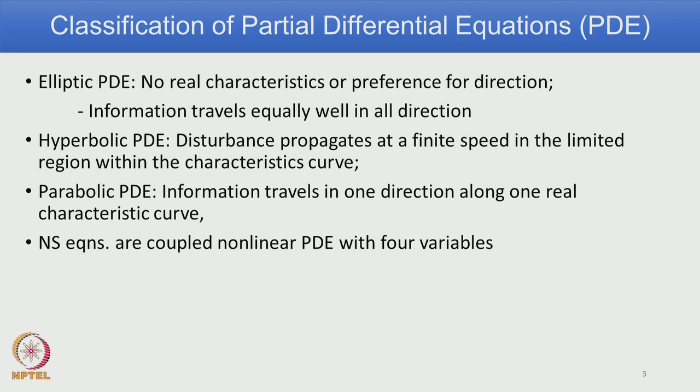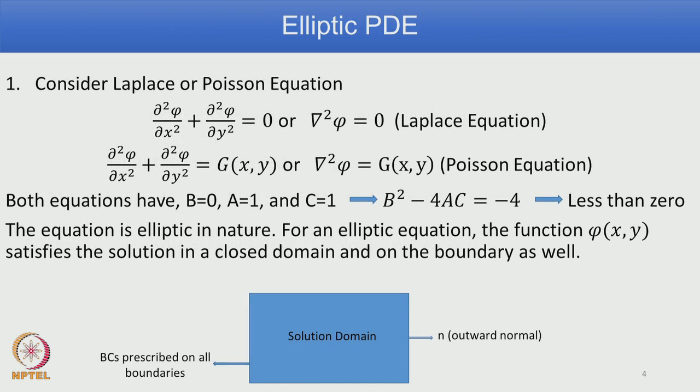We mentioned that elliptic PDEs have no preference for direction of information travel or solution propagation. In hyperbolic PDEs, a disturbance propagates only at a finite speed in a limited region, and today we are going to see hyperbolic PDE. We also went through parabolic PDE by taking the example of the diffusion equation, and we also explained we are not able to classify the Navier-Stokes equation under any one particular category. It is a coupled nonlinear PDE with 4 variables.